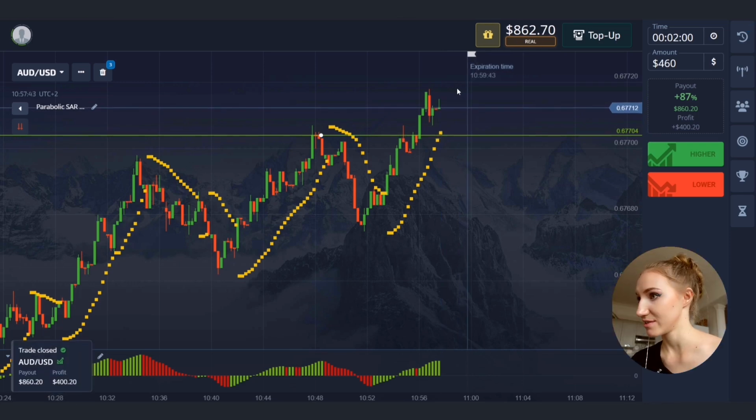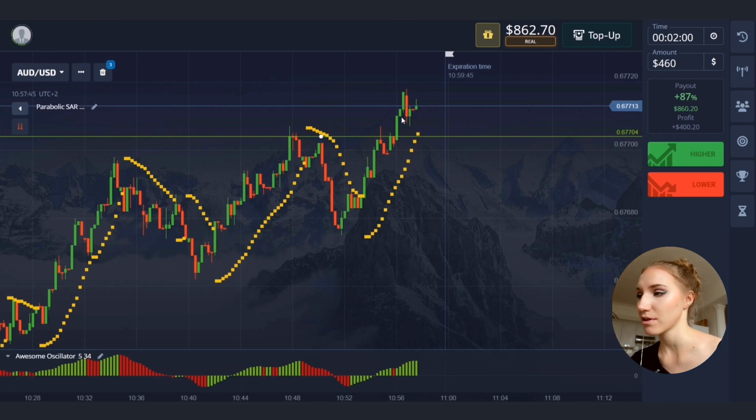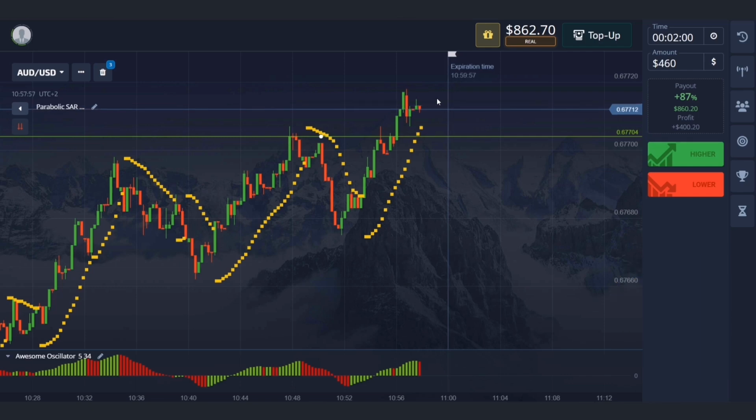So that is very interesting. As you can see, this level is broken through now and we got the profit, right? So the indicators were very good assistance. They showed the good signals and this situation works. So let's find the next entry point.